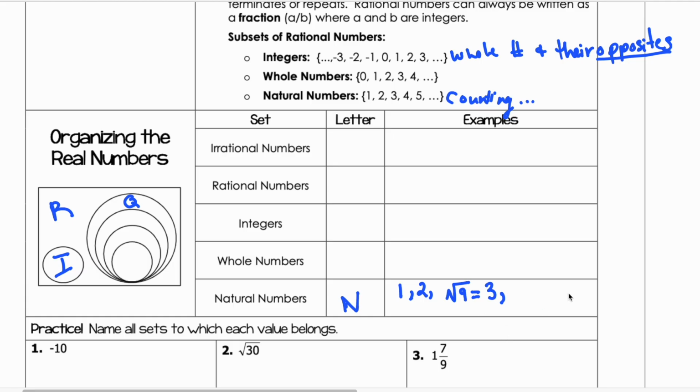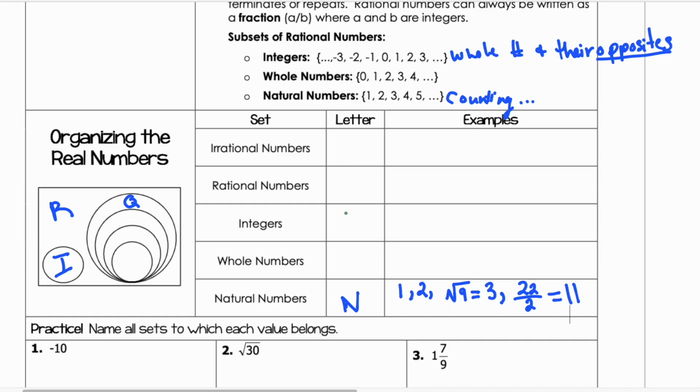So you could say the square root of 5. You could even say that 22 over 2 is a natural number because even though it's a fraction, it simplifies to 11, and 11 is a natural number. So those are good examples.